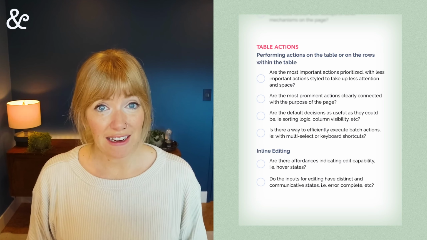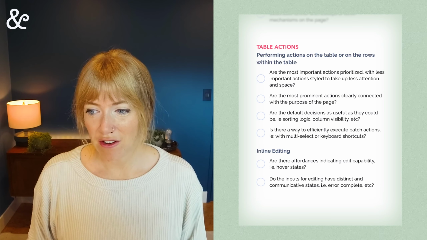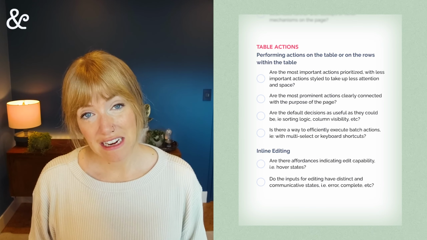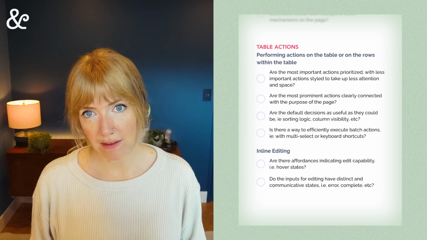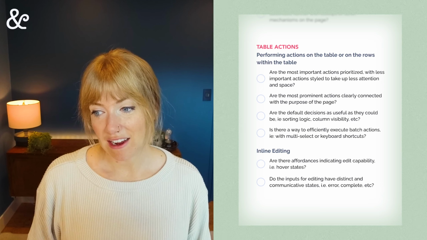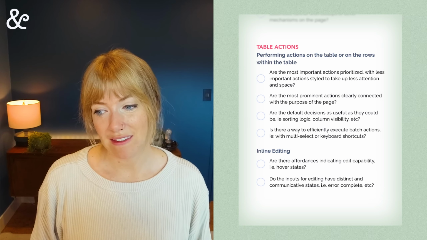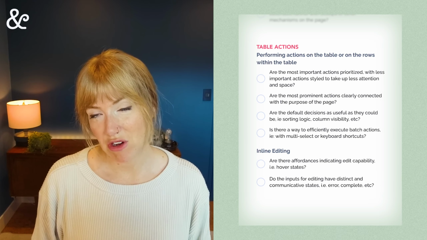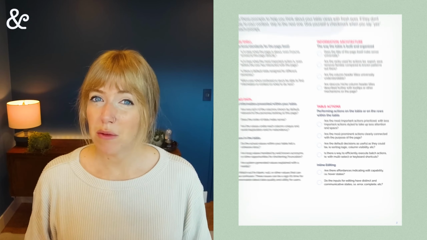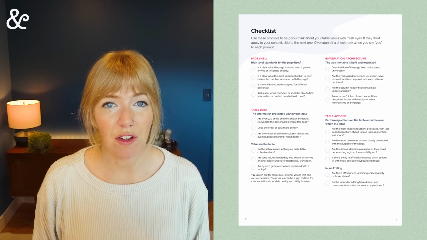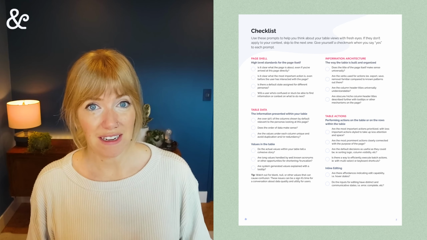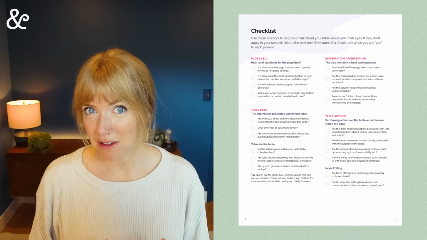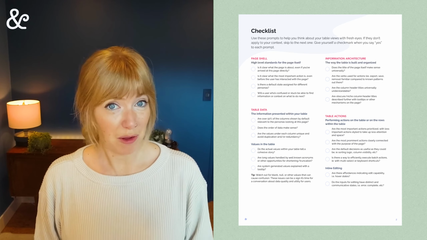If inline editing is relevant, are there affordances indicating edit capability, like hover states or your little pencil? Do inputs for editing have distinct and communicative states like errors, complete, etc.? So that's a bit about performing actions on a table and how you can assess their importance and how well you're doing in the experience that you're creating around table actions.